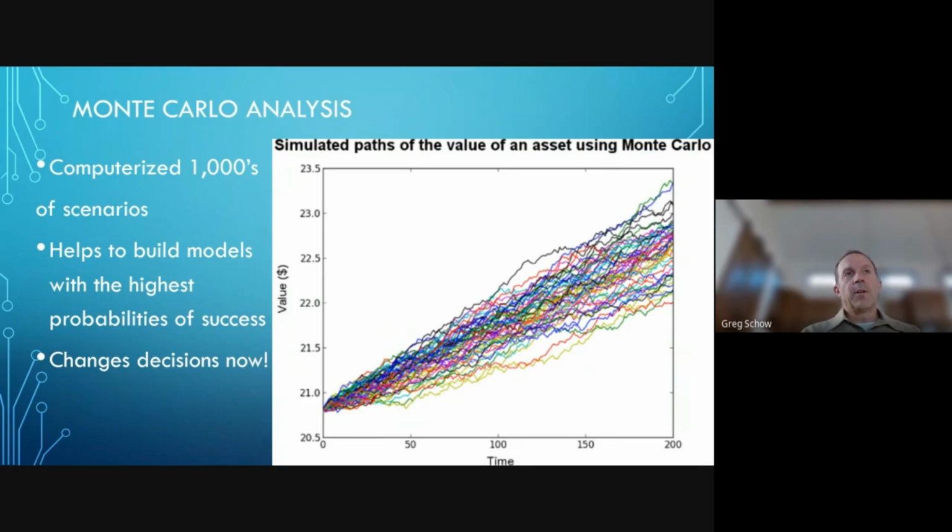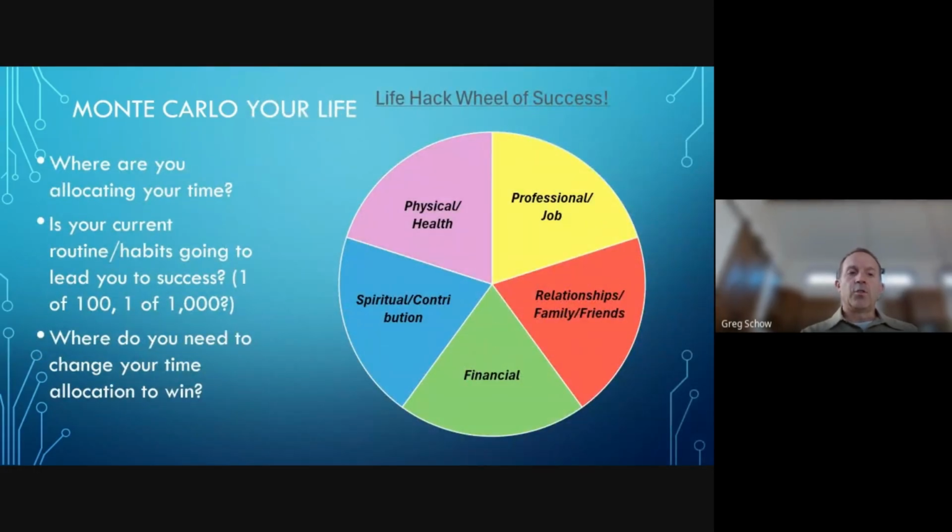And I was thinking about this in the context of life. Monte Carlo is to minimize risk, and I think in some ways we want to maximize our outcomes and minimize our risks in life as well. So you'll recognize this chart. This is our life hack wheel of success.